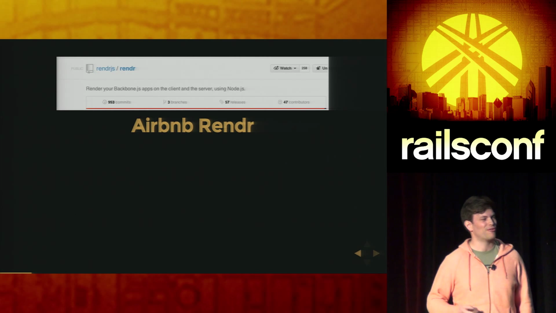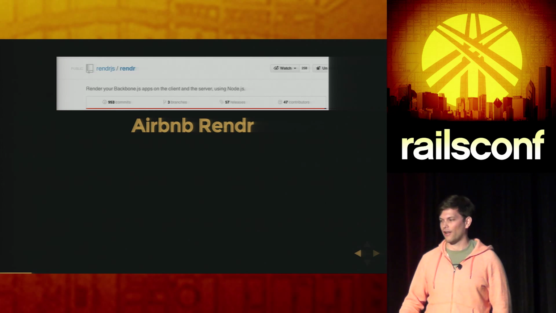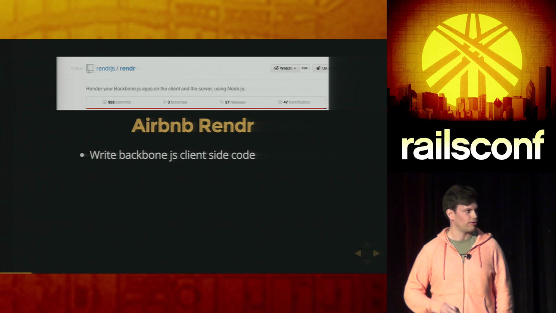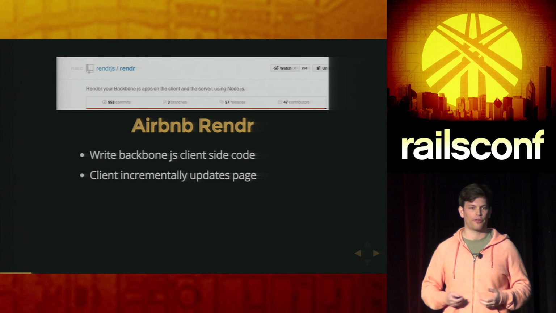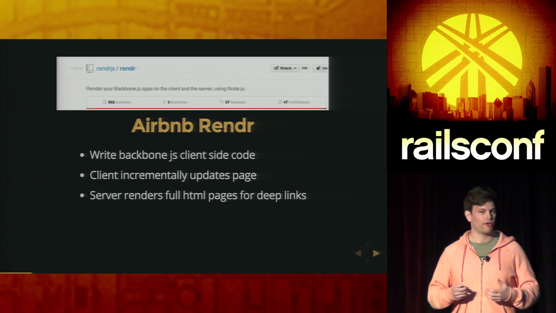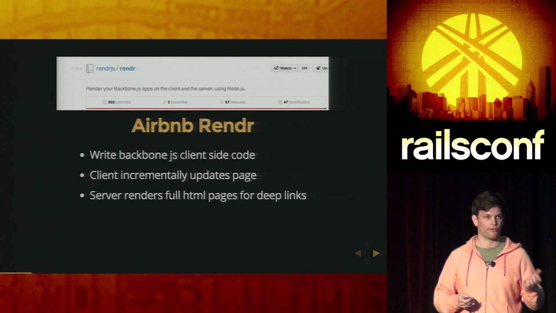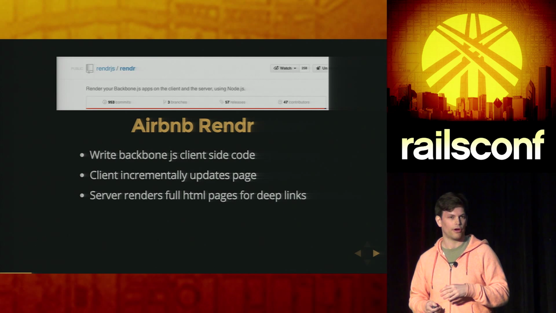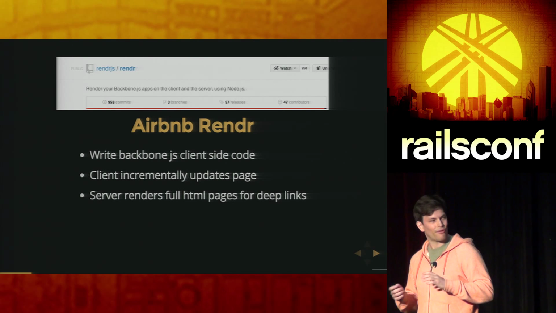So there's this Airbnb Rendr framework, right? It says, render your Backbone.js apps on the client and on the server using Node.js. This framework is pretty easy to use. You write your Backbone.js client-side app, and the client can incrementally update the page in a Gmail-like experience. And then the server can also render full HTML pages for arbitrarily deep links. So the user can still see a full HTML page if they get deep linked, and a web crawler for a search engine can also see HTML. So this, I think, is the best solution out there today.